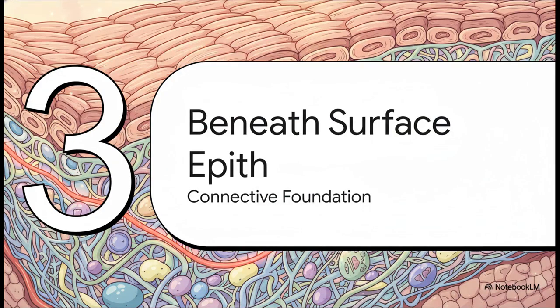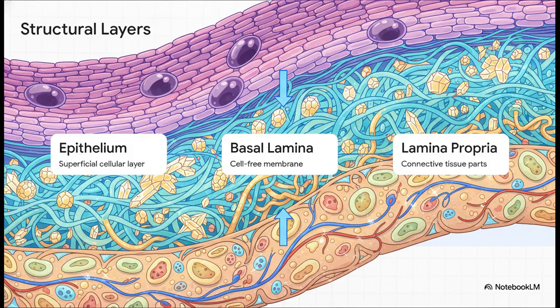Which brings us to section 3, beneath the surface epithelium. We're diving into the connective foundation. Let's trace the structural connection downward now. We move from the superficial epithelium at the top, down through the basement membrane, which is called the basal lamina, and finally into the connective tissue of the lamina propria, which has both papillary and reticular parts. That basal lamina in the middle is a fascinating, cell-free zone packed with collagen and fibronectin. It essentially acts as the critical glue holding the surface cells to the deep tissue.